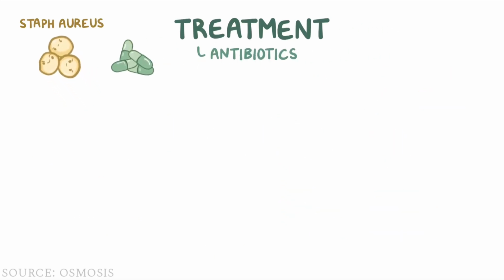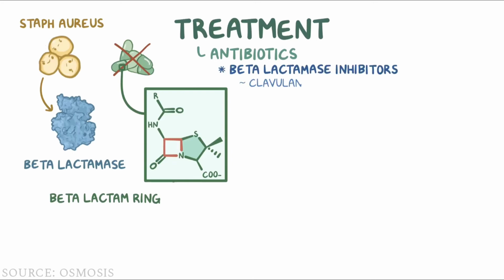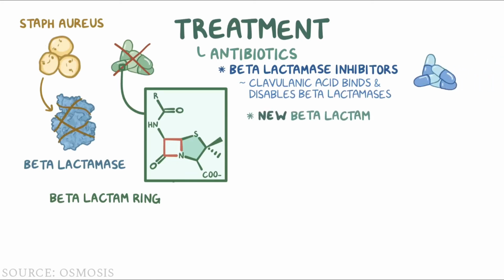Nowadays, though, practically all strains of Staph aureus make beta-lactamases, which allow them to simply disable beta-lactam antibiotics by breaking down their beta-lactam ring. Next, antibiotics called beta-lactamase inhibitors, like clavulanic acid, were used to bind and disable the beta-lactamases. In addition, new types of beta-lactam antibiotics, like methicillin, were identified that couldn't be easily destroyed by the beta-lactamases.